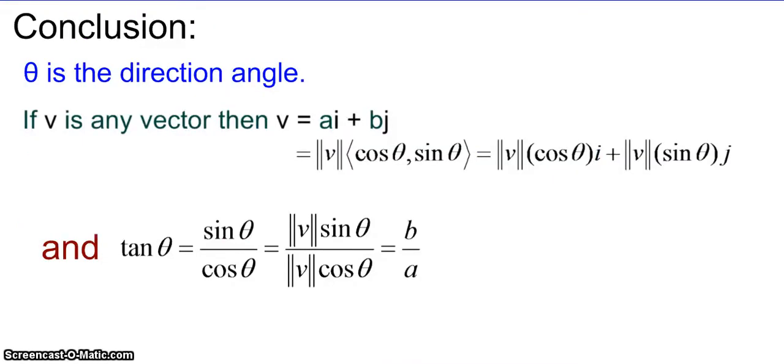Okay, so we want to make sure we understand theta is the direction angle. If V is any vector, then we can write V using what we now call trig form, so in terms of cosine of theta and sine of theta, where again theta is based off of the x-axis. Now you have to keep in mind that all problems don't necessarily base theta off of the x-axis, so you have to be conscious of that.